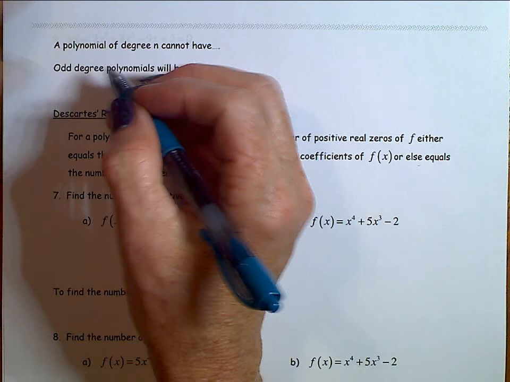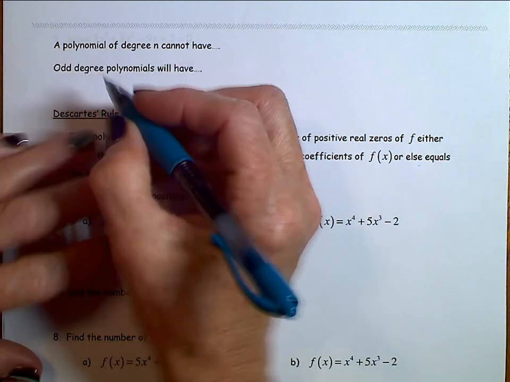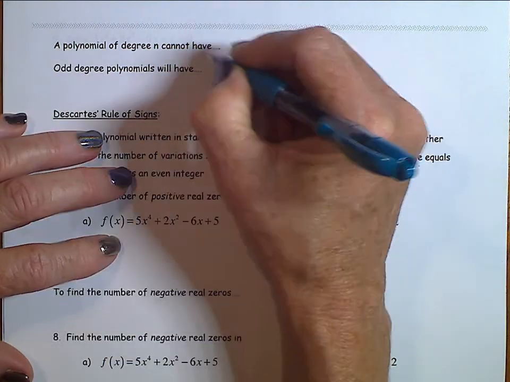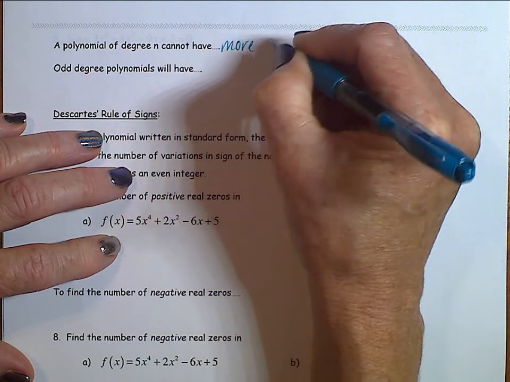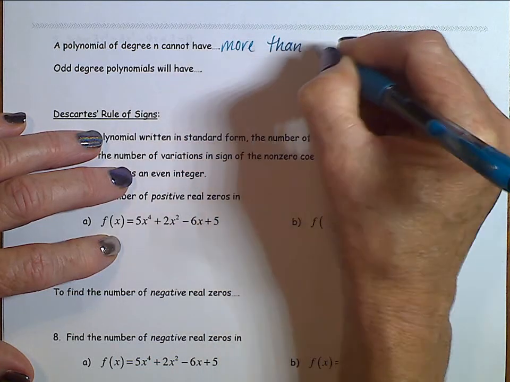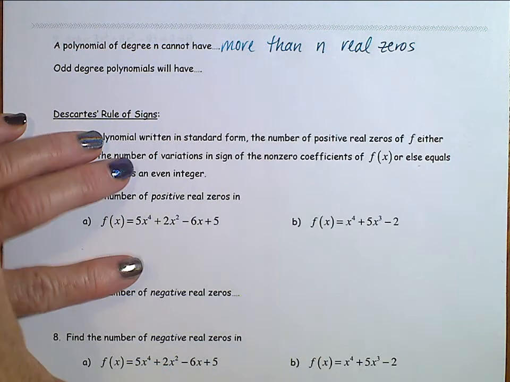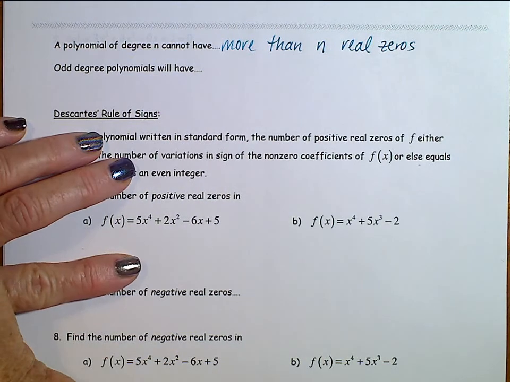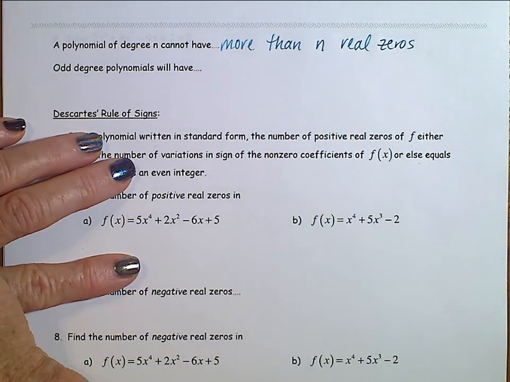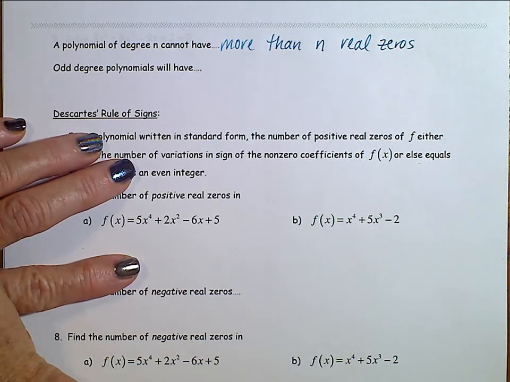A polynomial of degree n cannot have more than n real zeros. So a degree 2, a quadrilateral, not quadrilateral, silly, a quadratic can only have 2 real zeros. And if you think about a parabola, it can only cross the x-axis twice. That's it.